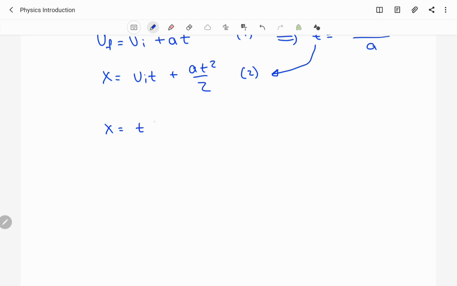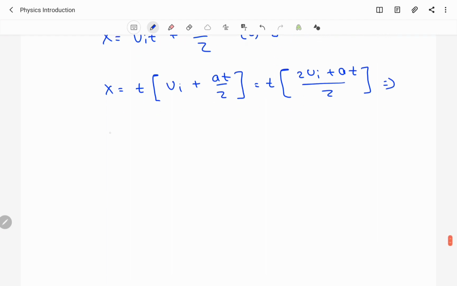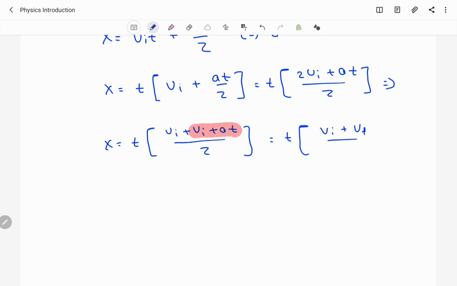We can take time outside of the bracket, so we will have this kind of equation, AT over 2. Also, we can write it in this way, 2 times V initial plus AT divided by 2. Let me continue it again. In this way, x equal to time, so this part we can say V initial plus AT divided by 2. If we pay attention, this part equal to final velocity. This is basically the first equation, yes? So V initial plus V final over 2.